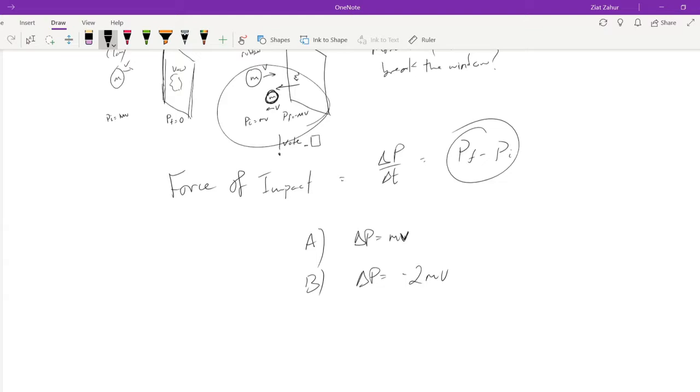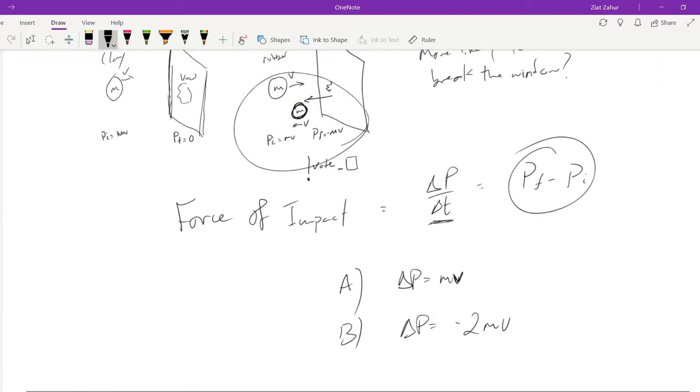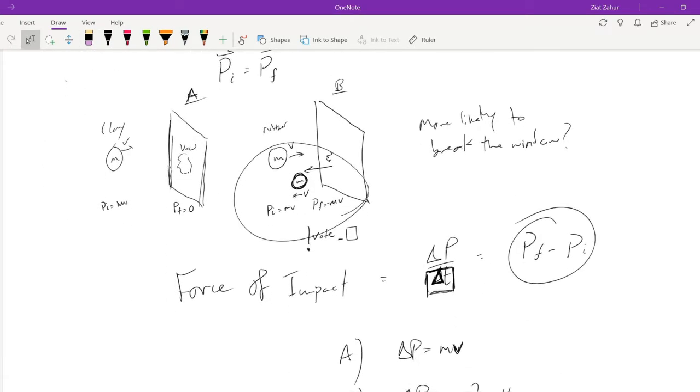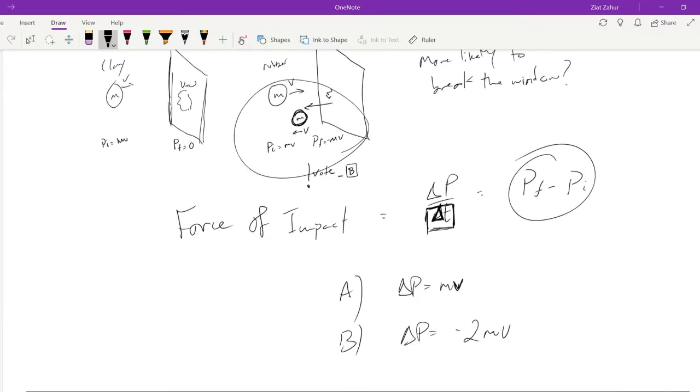Now, of course, we would have to assume this delta t, and we have to use some background knowledge to figure out how this would impact us, delta t. Even in an ideal case where the time is the same, of course you can conclude that B has a bigger impulse, therefore the impact force itself must be bigger.